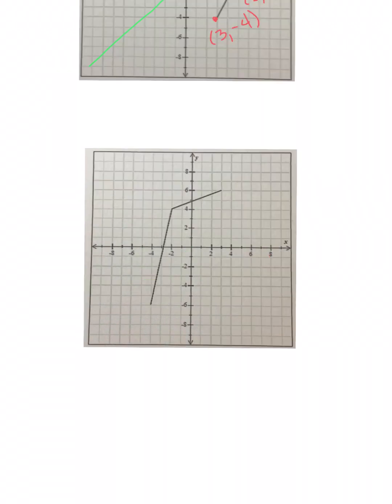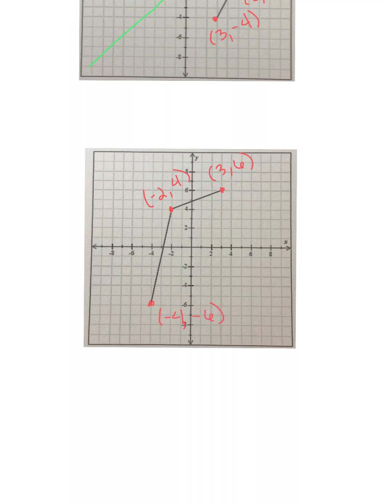We are doing the same thing on this figure. So for the endpoint on the right, what are its coordinates? Its coordinates are x is 3, y is 6. The bend in this graph has coordinates of x is -2, y is 4. The other endpoint has coordinates of x is -4, y is -6.